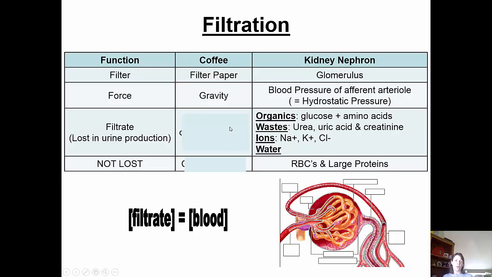Well, how do we equate that to coffee? That's the yumminess of the coffee, right? The water plus the coffee flavorings. What don't we lose? We don't lose red blood cells, and that should actually be white blood cells as well, and really big proteins. They can't fit through these pedicels. What's not supposed to go through the filter paper? Well, the coffee grounds, of course, because that'd be nasty.